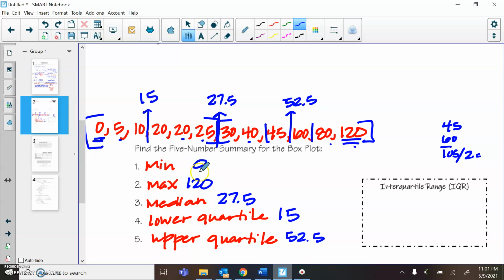So the minimum is the lowest number, maximum is the largest number, the median is the middle number, the lower quartile is the middle of the lower half, so everything less than the median, and then you find the middle of that, and then the upper quartile is the middle of the upper half, so everything above the median, the middle of that. So those are the 5 numbers that you need for your box plot.